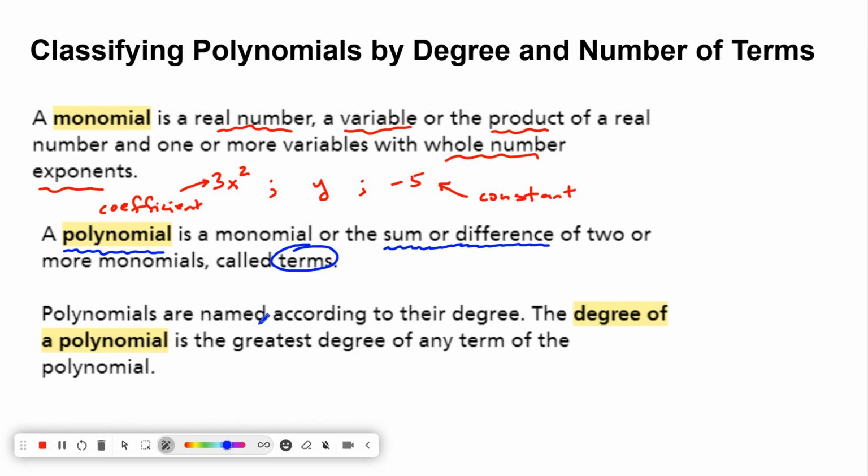Okay. And then we can also name a polynomial by what's called its degree. So the degree of a polynomial is the greatest degree of any term in the polynomial. And a degree is the exponent. So when it says the degree of a polynomial is the greatest degree of any term, we're looking for the highest exponent. So keep that in mind. That's a very important idea. Highest exponent. That's the degree.